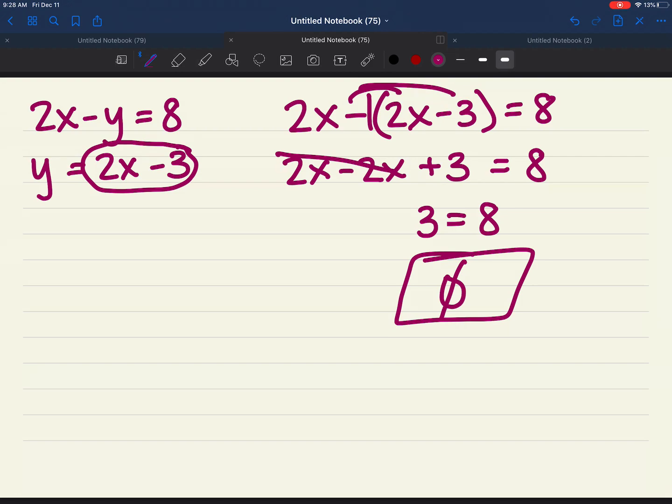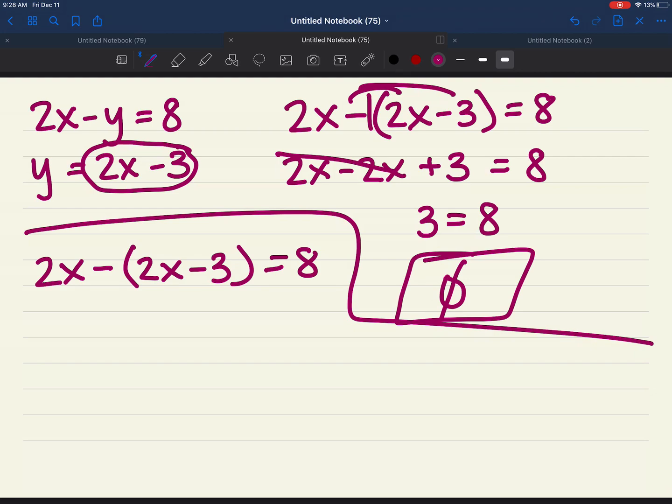So, listen, here's what I'm saying. Be careful on ones like this. You don't have to write this down, but I just want you to see it. Please pay attention to this. If you write it like this and choose not to distribute, that's fine, but you're still needing to subtract. What's 2x minus 2x? It's still 0, right? But then you're subtracting -3. What happens when you subtract -3? That changes to addition, and you get positive 3.